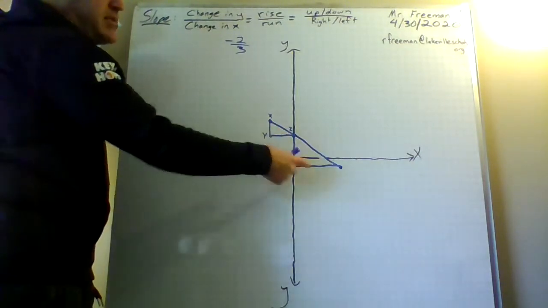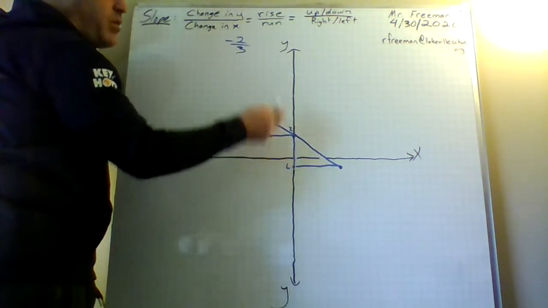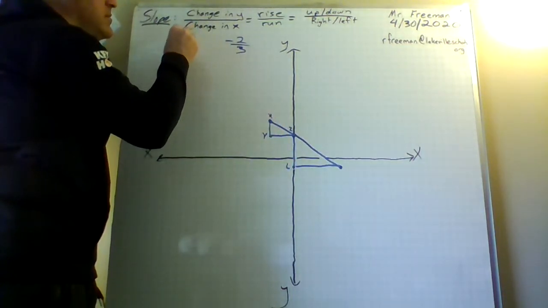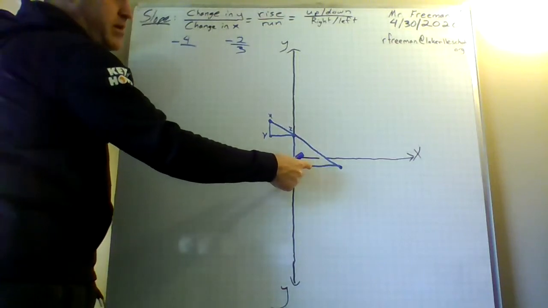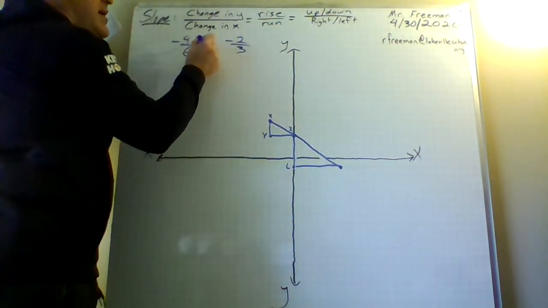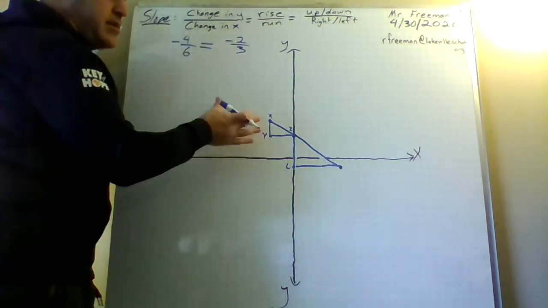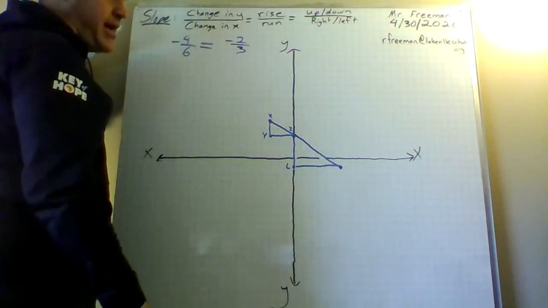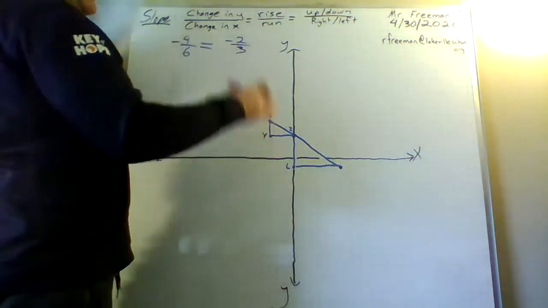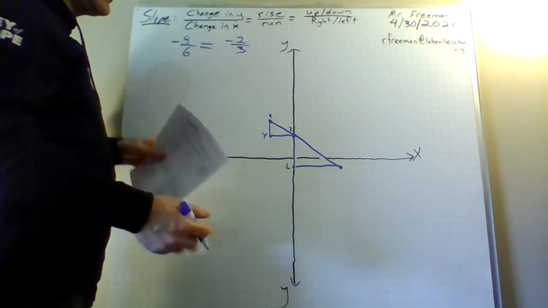If I did this one, shouldn't it be the same slope? I went down 1, 2, 3, 4, and I went over 1, 2, 3, 4, 5, 6. And guess what that reduces to? -4/6 reduces to -2/3. The slope is the same for both of those triangles. When they're doing all this mess, the final answer is just -2/3.